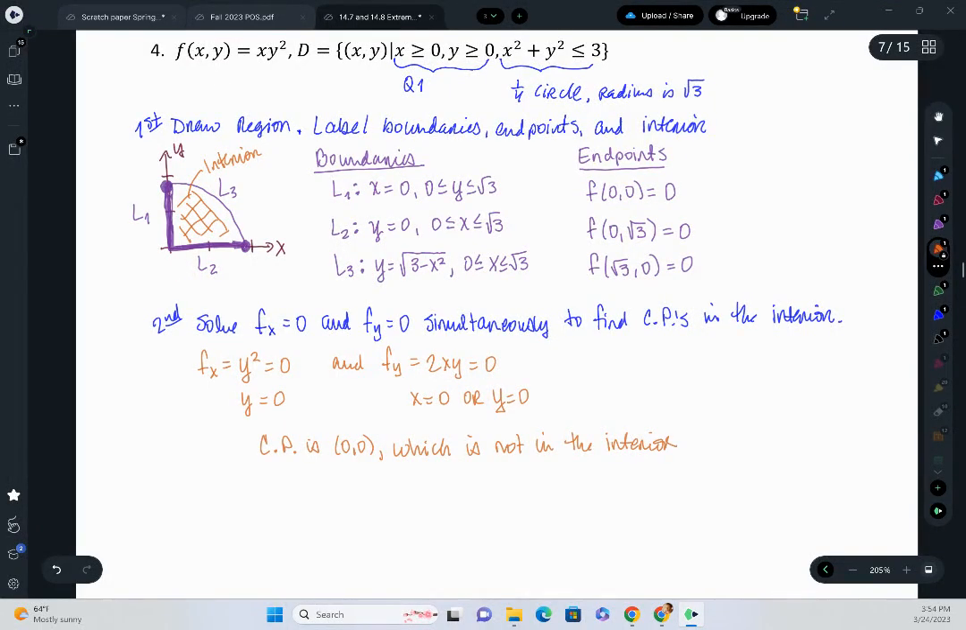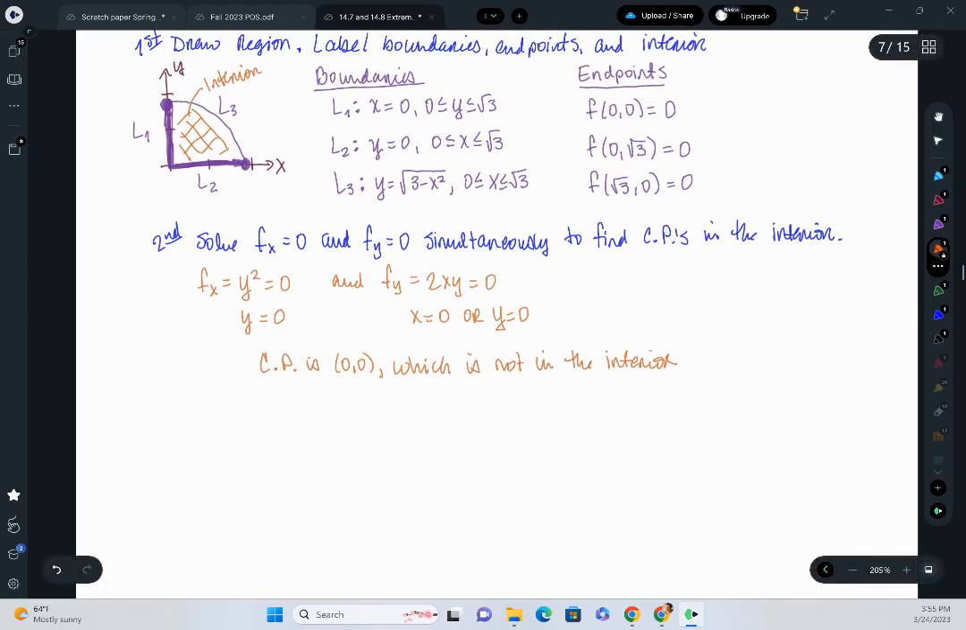That just means I throw it away. I'm not going to consider it. Here's the reason. I'm already considering it as an endpoint, right? Look at my list of endpoints. The origin was one of the edges or the corners of this shape. And so I've already taken care of it. I don't need to do it twice, okay? So I'm done with that step.